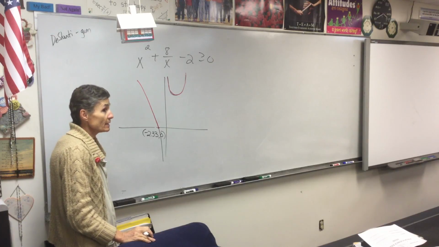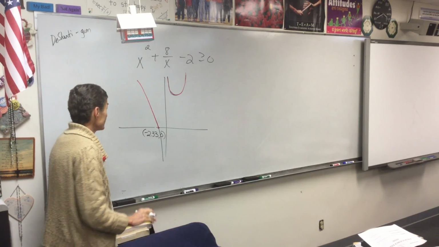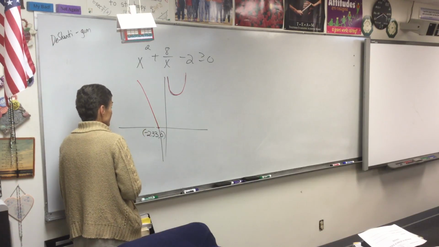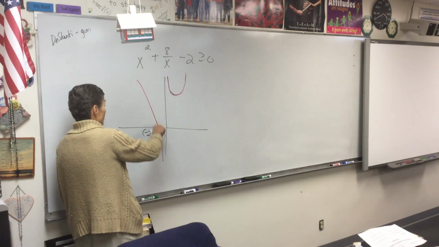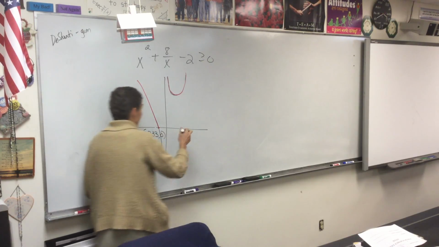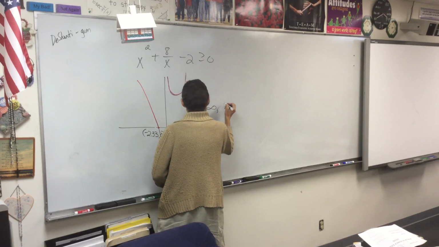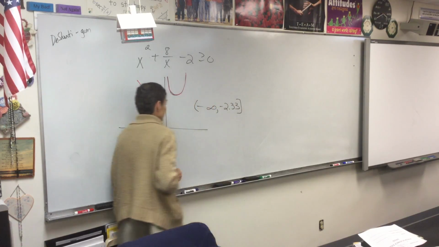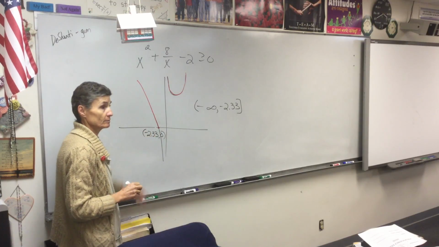Now, you're ready to write your answer, believe it or not. Okay, so tell me about the red curve, the x values that we're writing down, x values. How am I going to describe that? Negative infinity to negative 2.33. That's this chunk right here.